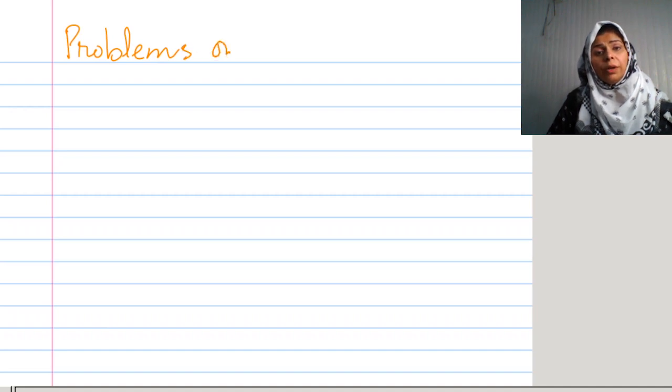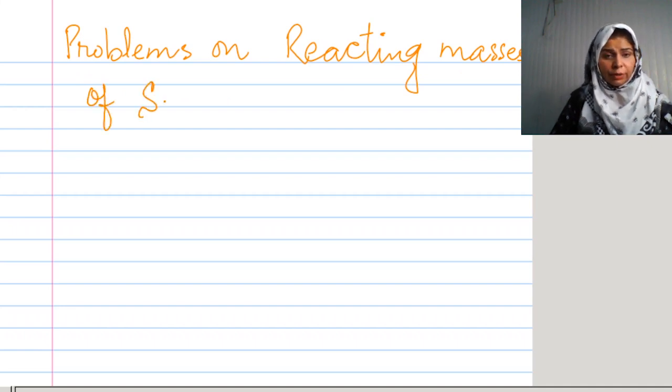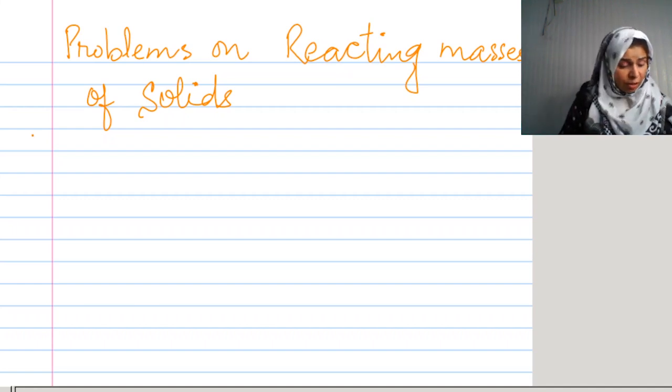But if we are going to get questions on the basis of problems on reacting masses of solids, or by using equations, which we call stoichiometry, in detail I am going to give you all the understanding through which you can learn and memorize each and every step. So don't forget the steps which we are going to use in this calculation.